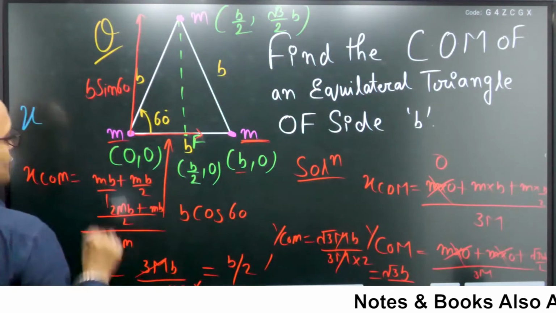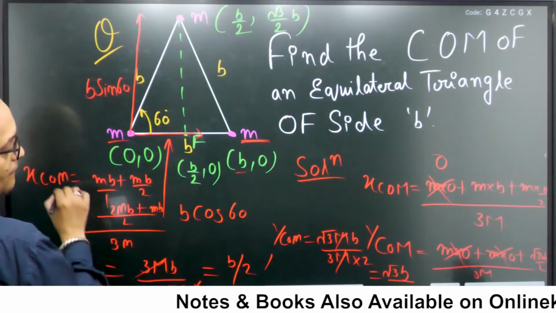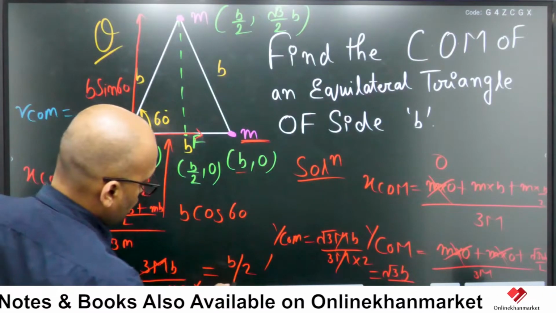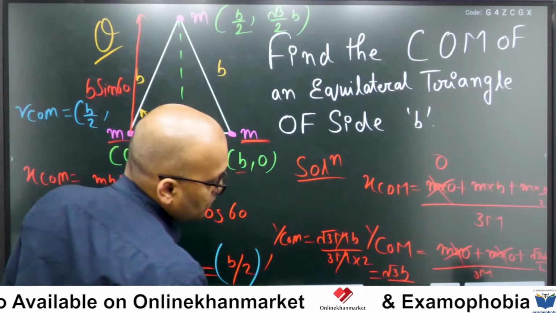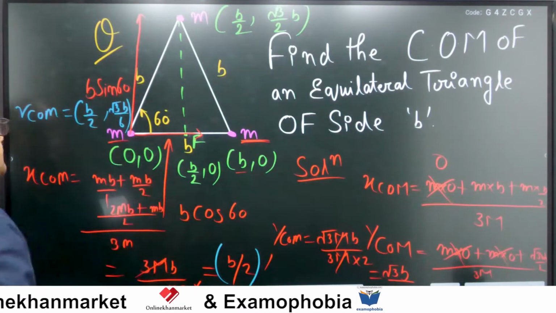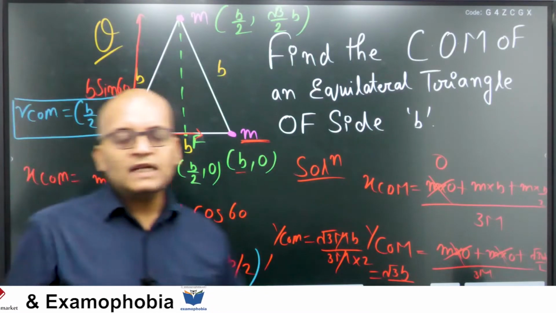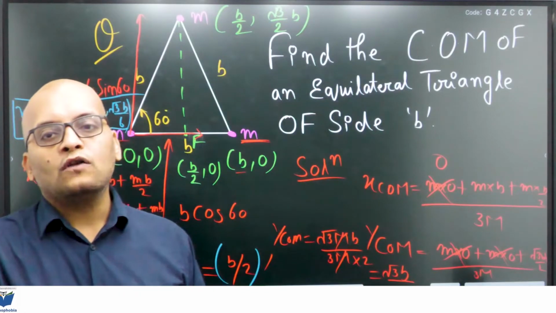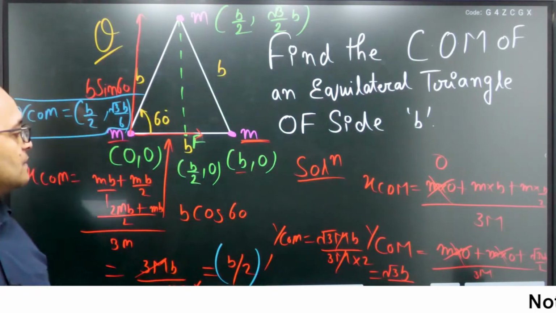So the coordinates of the center of mass, R COM, are: x coordinate is b upon 2 and y coordinate is root 3 b upon 6. Okay, this is our answer. Easy. So we can now solve such type of numericals. It is now very easy for us to solve such type of numericals. Clear? Okay, now let's proceed.